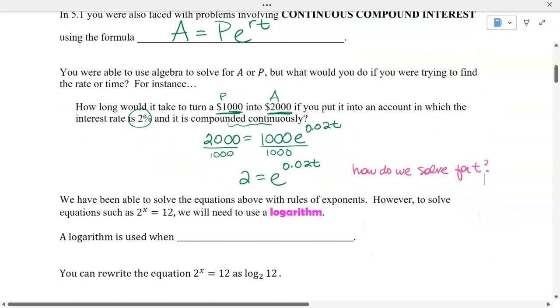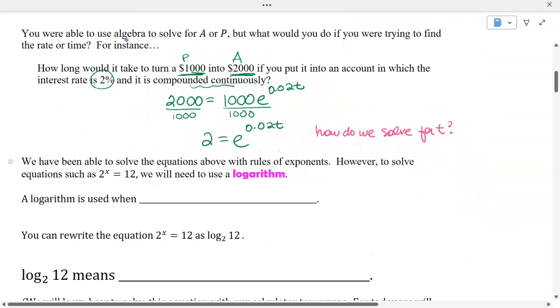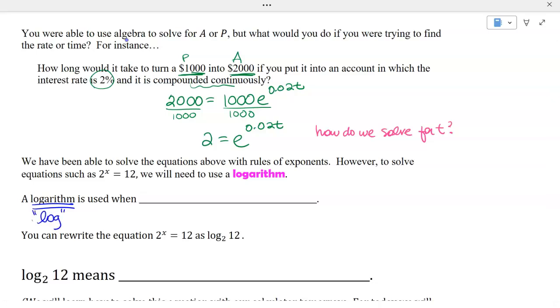So this is where we introduce a logarithm. A logarithm helps us to solve when you have an equation where you have your variable in the exponent. So like this equation right here, 2 to the x power equals 12. I want you to know that a logarithm, and it is abbreviated just with log, is used when you are solving for an exponent.